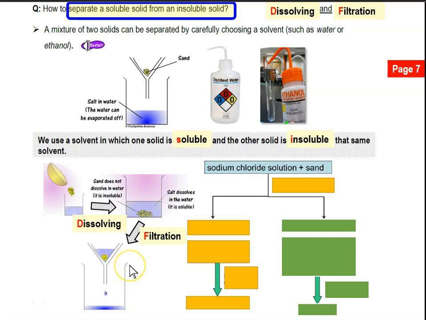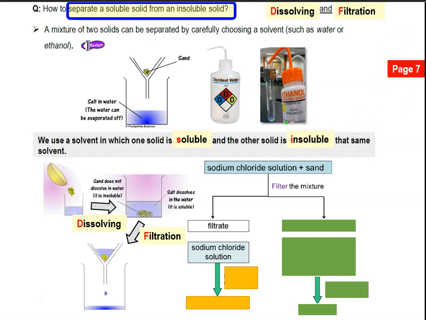So this is a scenario that you might get in the exam, so you may want to put a star here. This is quite important. If we use sodium chloride solution plus sand, we will first have to filter the mixture. So what is in your filtrate? Your filtrate is your sodium chloride solution.